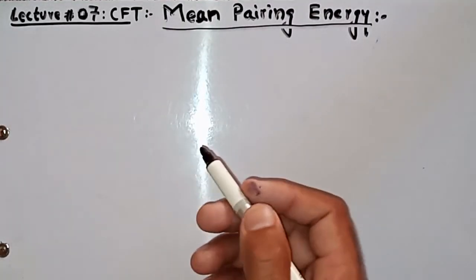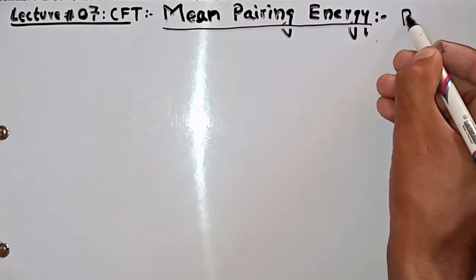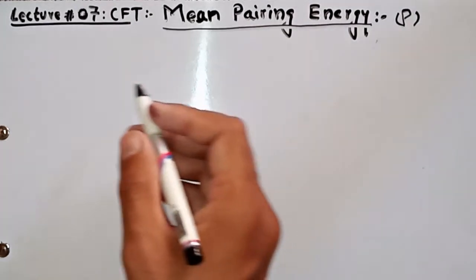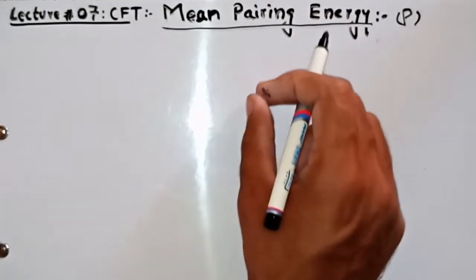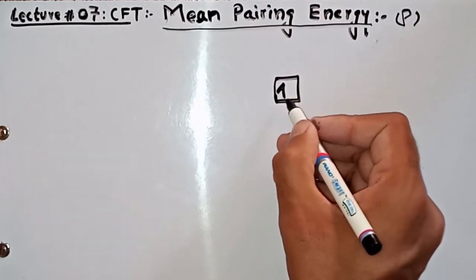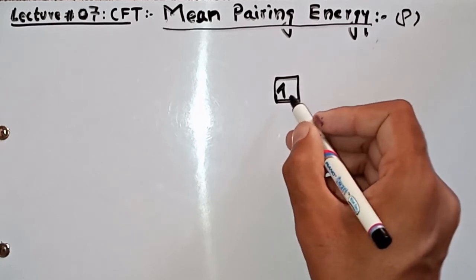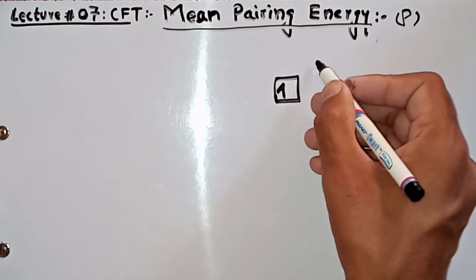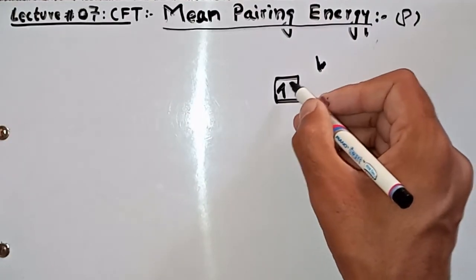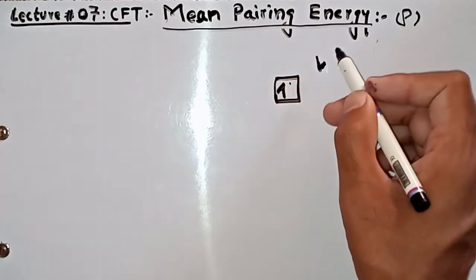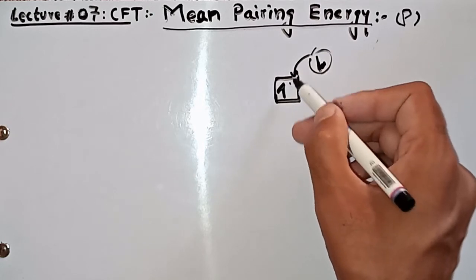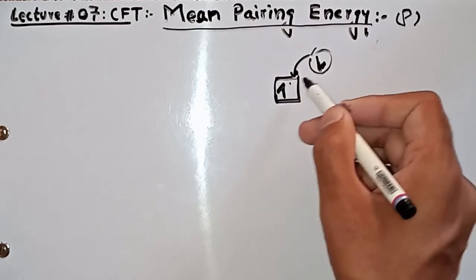Mean pairing energy is represented by capital P. How can you define the mean pairing energy? Actually, the mean pairing energy is the energy for electrons: if one electron is present in any degenerate orbital, and the other electron can pair up, the mean pairing energy is the energy that is required to pair up that electron in this orbital, but against the electron repulsion.